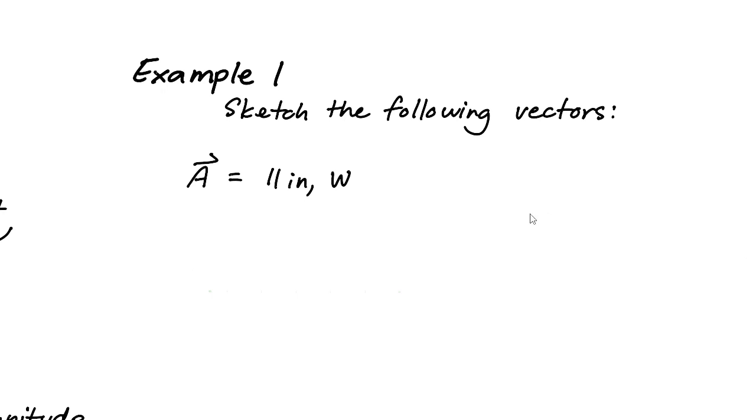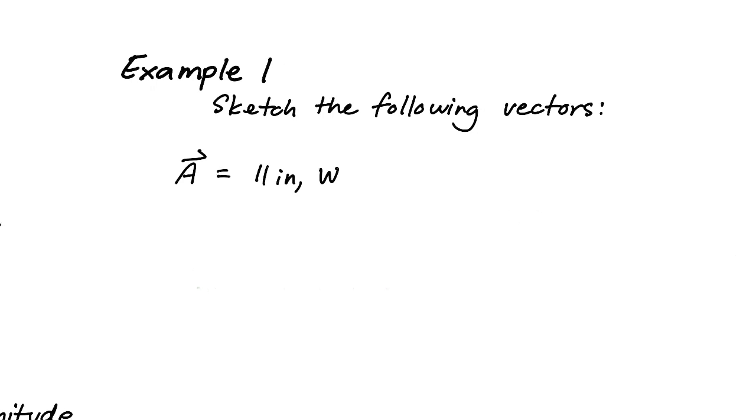Okay, so let's look at this first vector here. We have vector A. Ang magnitude niya is 11 inches. Tapos ang direction niya is west. 11 inches, tapos west. So how do we represent that with arrow? Now, yung ating directions, north, east, west, south, will look like this. Sa taas ang north, andito ang east, south, tapos andito ang west.